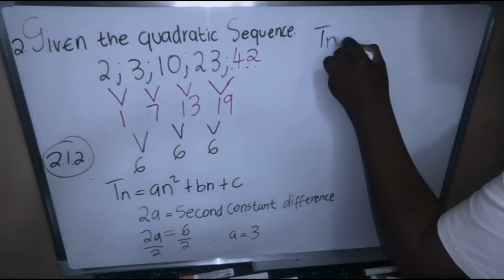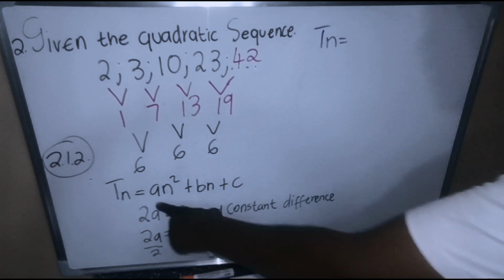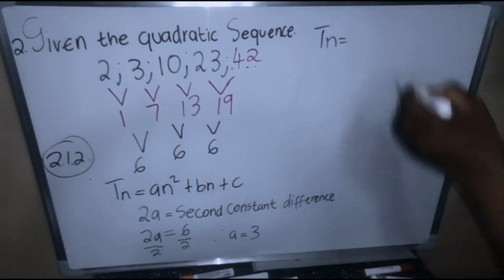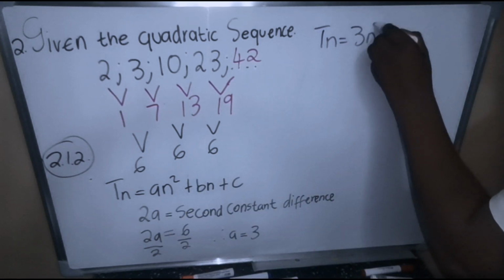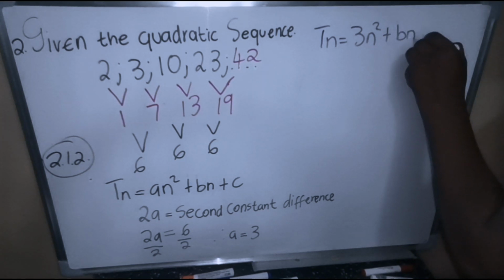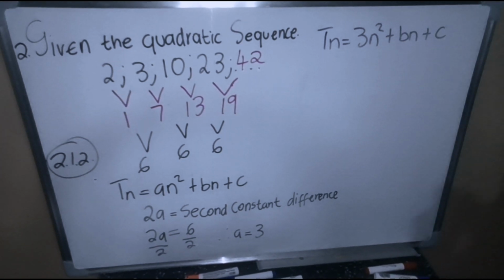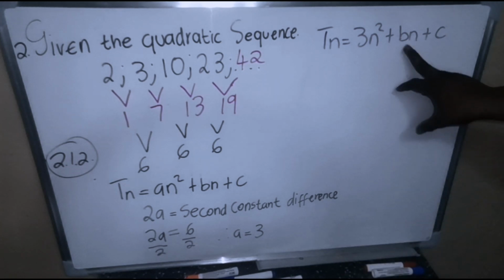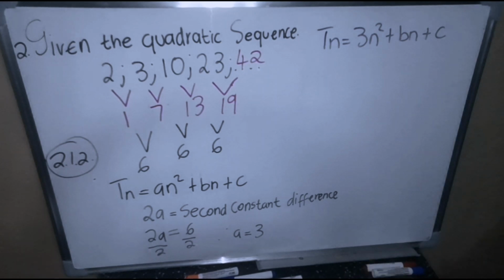Tn is equal to a, and I want to get 3. You put in the 3: 3n squared plus bn plus c. Very important. Another thing you must understand is that you should find b and c. How do you find b and c? Simultaneous equations. Always, in a quadratic sequence, you must go through the route of simultaneous equations.